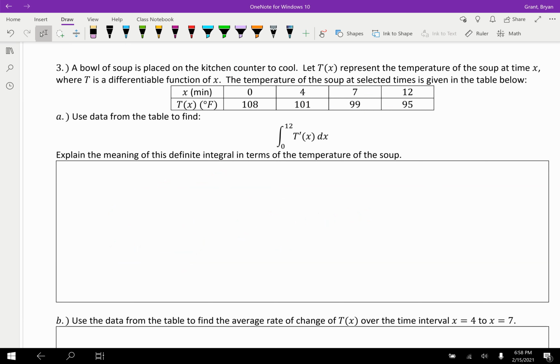All right, rock stars, we're on to problem 3. So let's go ahead and talk about this bowl of soup.